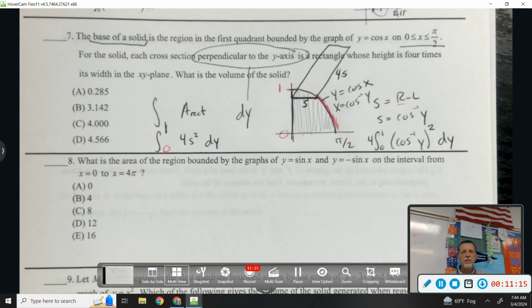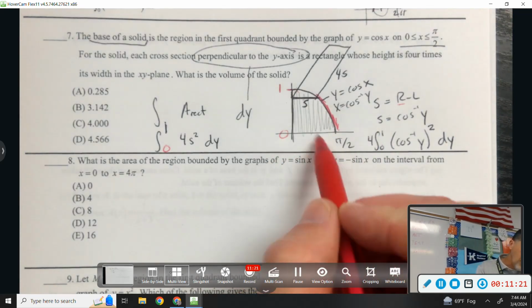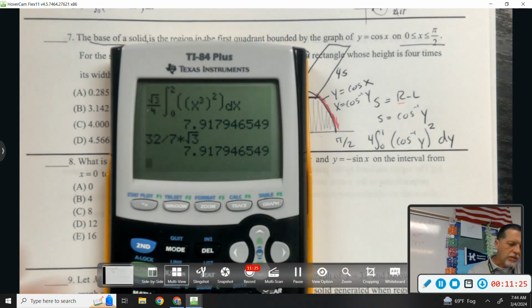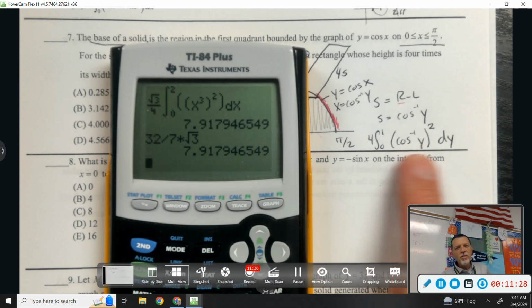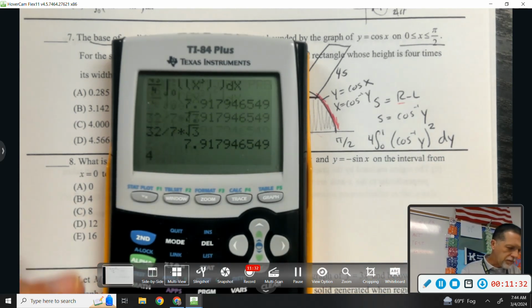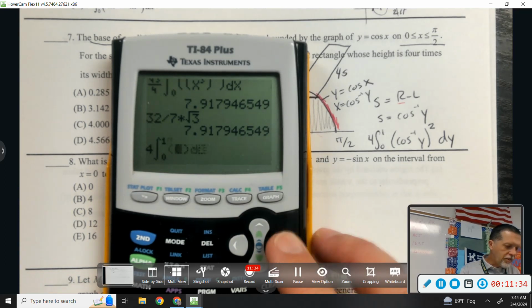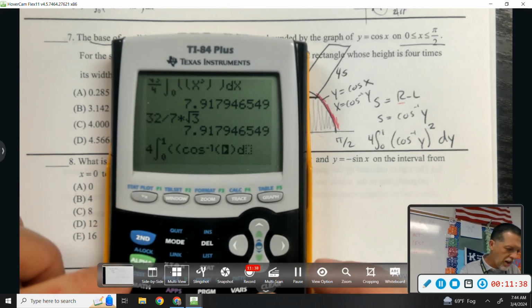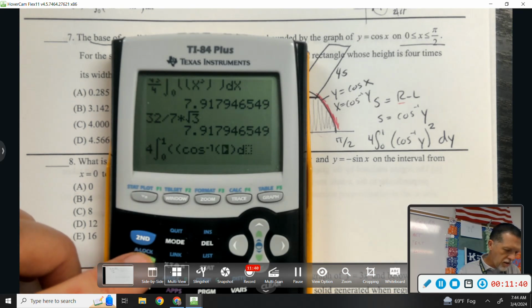4s squared, because s times 4s squared. S is this length, which is the inverse cosine of y. Alright, so now I'm ready for the calculator. I feel like most of you are switching to x's, which is fine. I still like kind of emphasizing that this is a y problem, so I'm going to stick with y. But if you want to go with x's, that's fine.